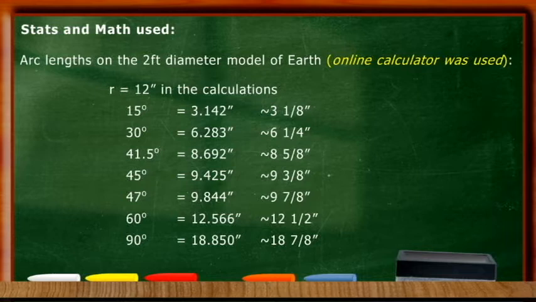Stats and math, and then arc lengths. Why do I have these? Well, my Earth, I'm not at the equator, so I'm going to have to measure out exactly. Now, I'm going to be at 47 degrees latitude, about, which would be 9.844 inches. The closest eighth to that is 9 7/8 inches. So when I get my Earth model from the equator, I'm going to have to measure up 9 7/8 inches, and that's going to become my 47 degrees latitude, which I'm going to base my observations on. So that's why this is here, and I used an online calculator for that.